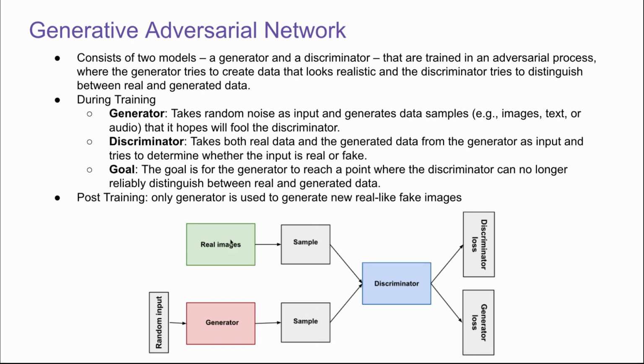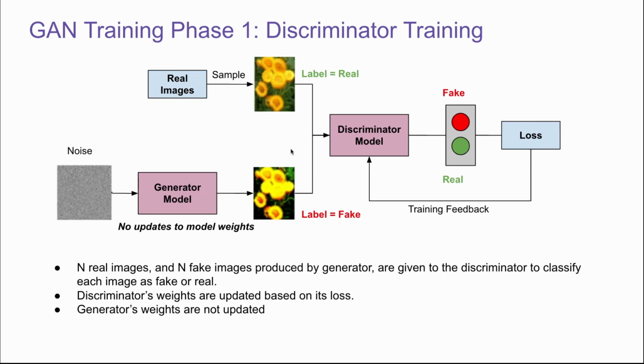And we have real images that generate real samples. We pass them into the discriminator, and the discriminator is going to determine whether it's real or fake. Since we have the label of whether it's actually real or fake, we can calculate the discriminator loss and the generator loss, and we can update the discriminator and generator accordingly.